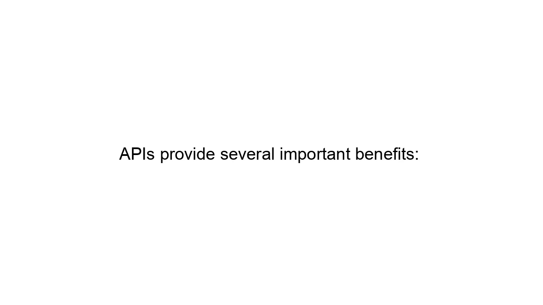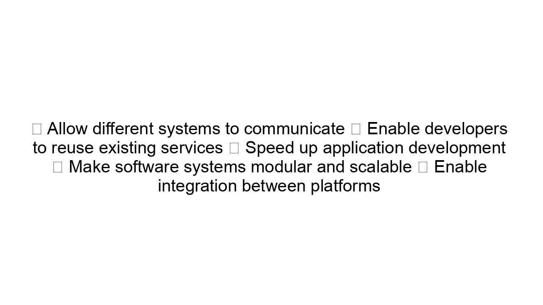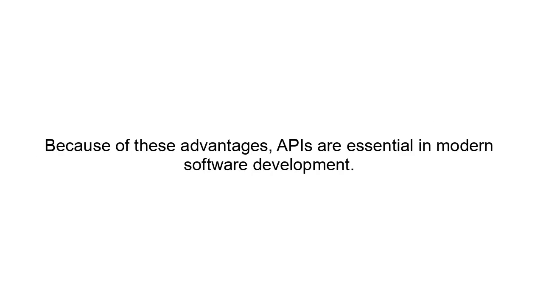Advantages of APIs. APIs provide several important benefits. They allow different systems to communicate. They enable developers to reuse existing services. They speed up application development. They make software systems modular and scalable. They enable integration between platforms. Because of these advantages, APIs are essential in modern software development.